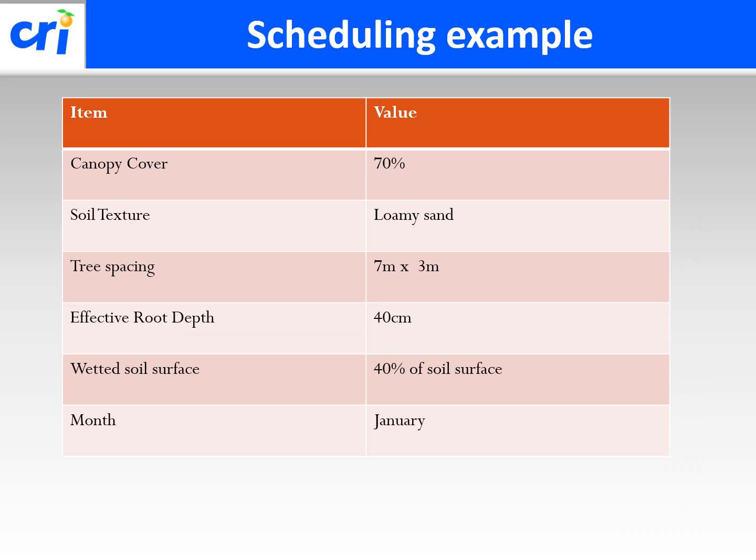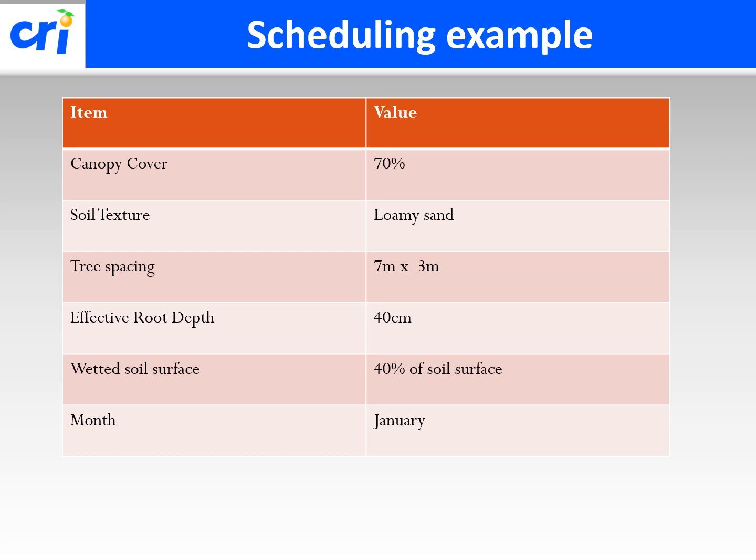To provide a theoretical example of calculating an irrigation schedule, the following is used as baseline data for an orchard. This example is described in detail in the article that was published in the SA Fruit Journal in February-March 2020. This is a mature orchard in Letsatele. 70% of the orchard is covered with leaf canopy. The soil texture is a loamy sand. The tree spacing is 7 meters by 3 meters. After a soil profile investigation, the effective root depth was established at 40 centimeters. The wetted width is 40% of the soil surface.